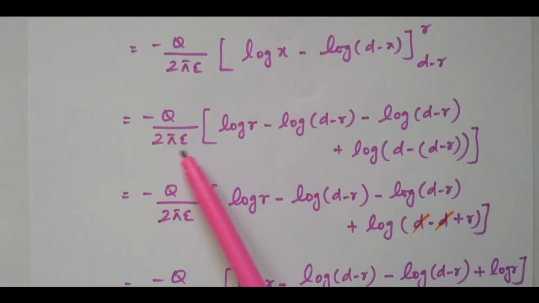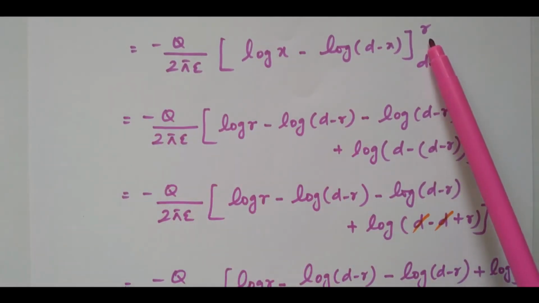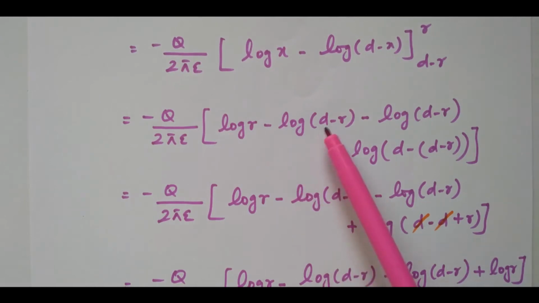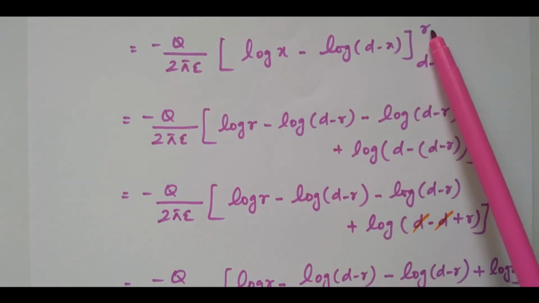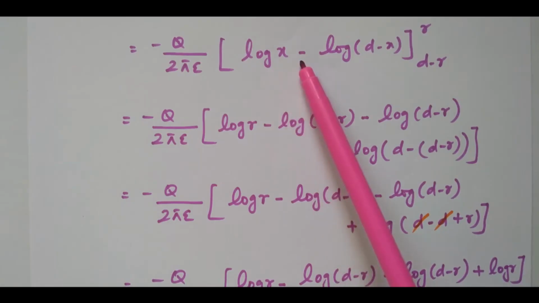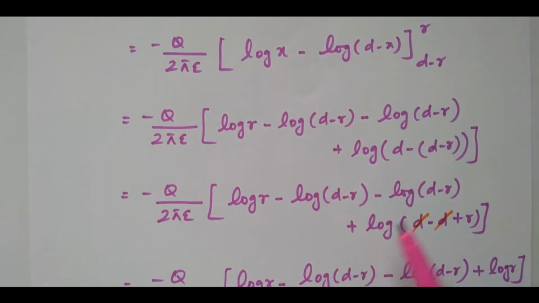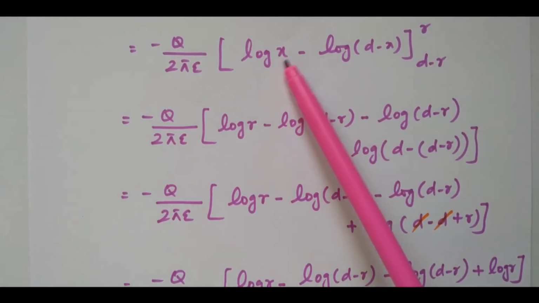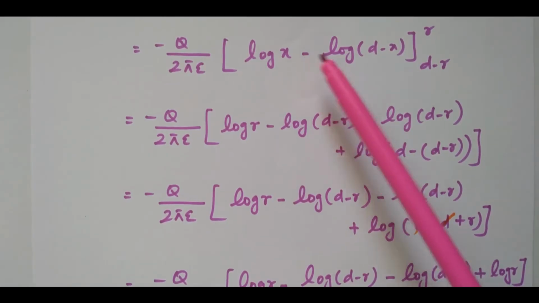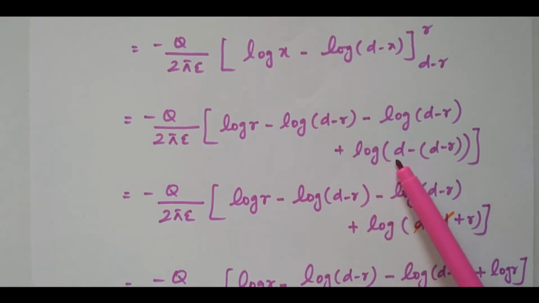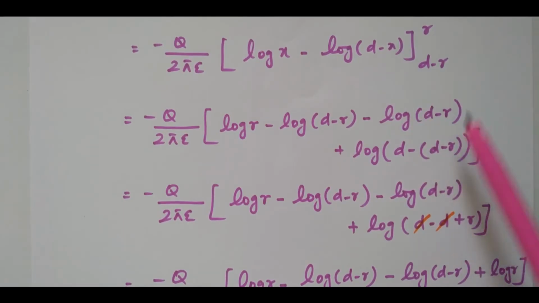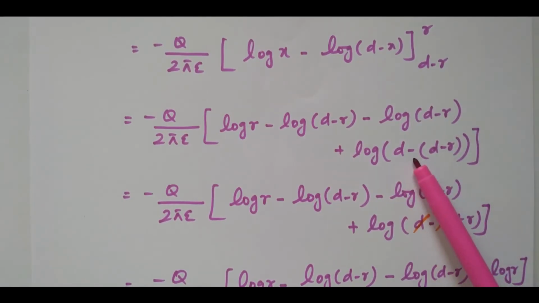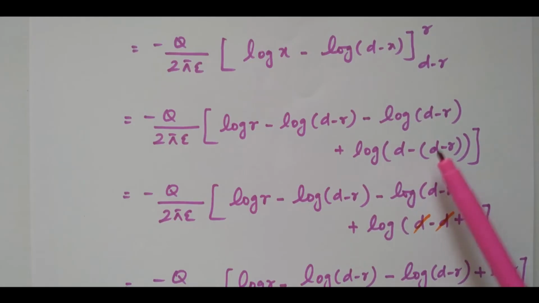Minus q divided by 2 pi epsilon, we substitute these limits: log r minus log d minus r. First the upper limit is substituted, log r minus log d minus r. Then substitute the lower limit, minus. While substituting the lower limit we got minus log d minus r. Here already one minus is there, so it becomes plus log d minus this x. X is nothing but minus log d minus of d minus r, right? This x is replaced by d minus r, right?